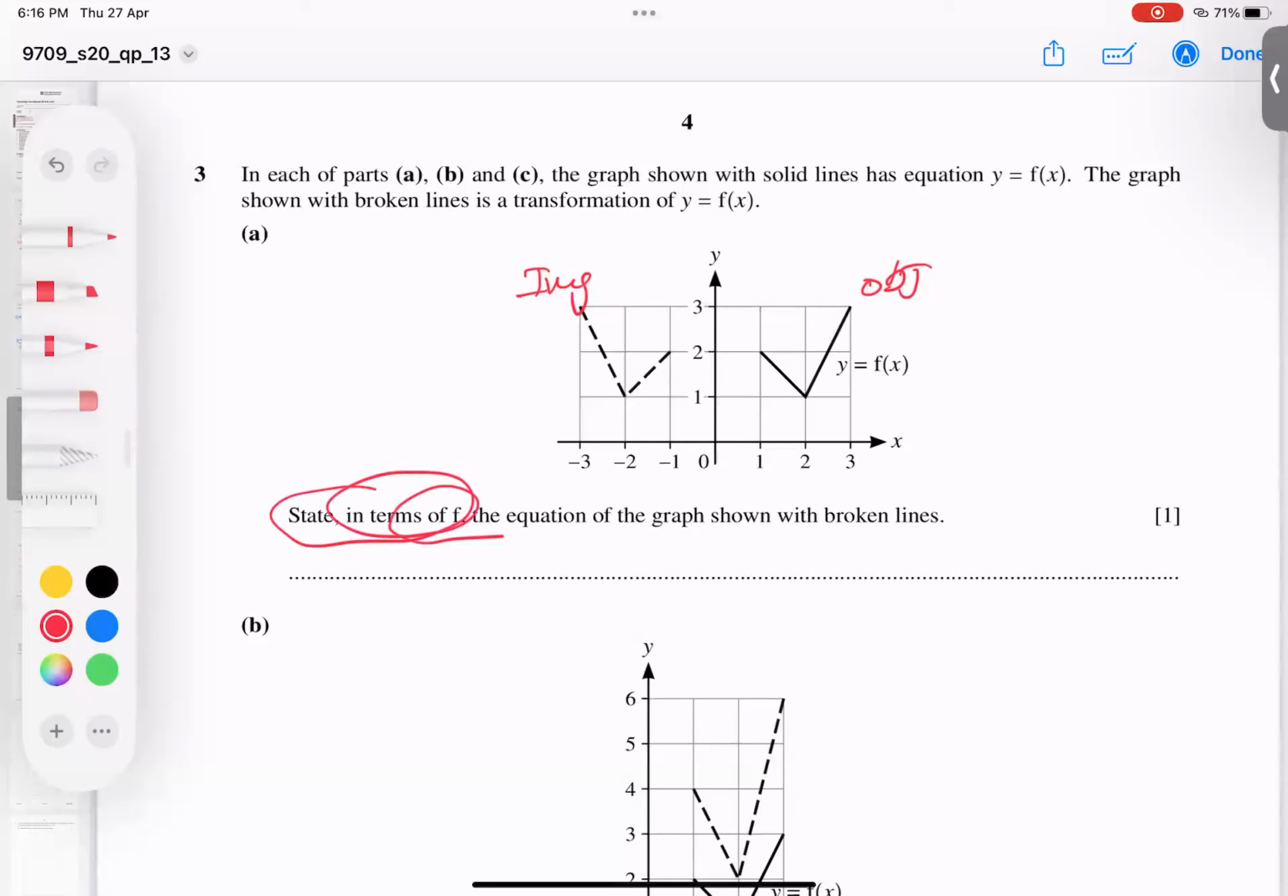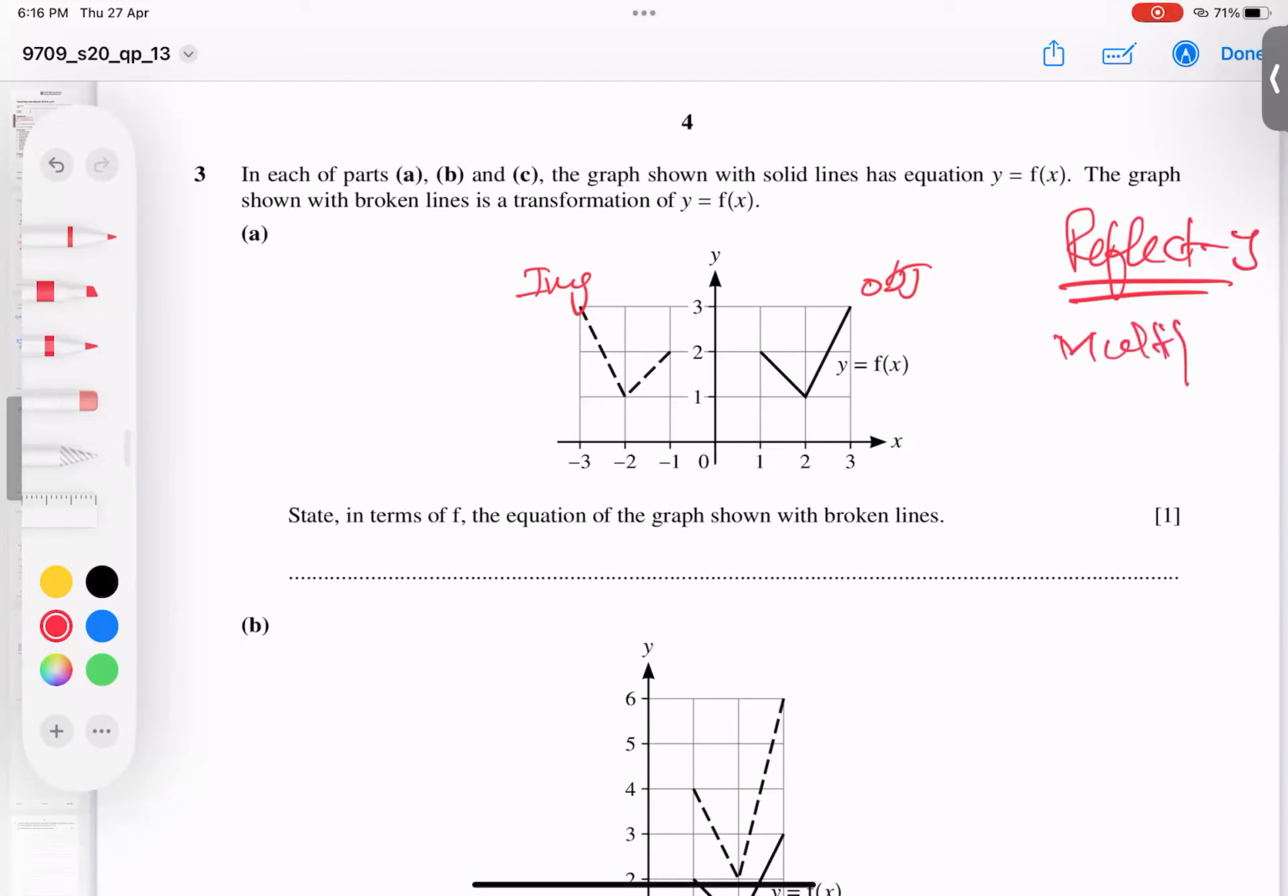State in terms of f of x the equation of the graph of the broken line. So we have to speak the language of f of x. What is going on, students, from here to there is called reflection in the y-axis, okay? Reflection in the y-axis. So now I'm going to show you some criteria. Two rules are there. Whenever we reflect in the y-axis, I'm writing the rules here. Multiply the whole equation by -1.